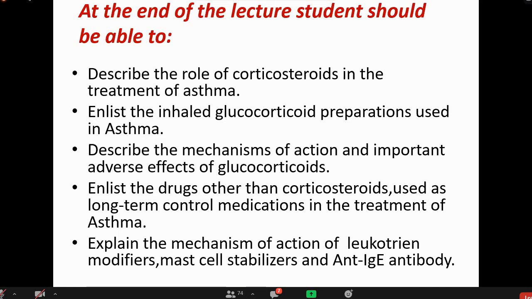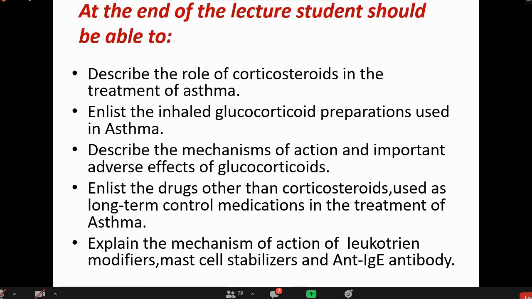Okay, these are our lecture objectives of today's lecture. Today we are going to discuss the role of corticosteroids or glucocorticoids in asthma, and what are the examples of inhaled glucocorticoids. And this point we also discussed in the previous lecture, that in long-term control medication, or if we use the drug prophylactically in the treatment of asthma, the group of first choice is the glucocorticoid group. And in the glucocorticoid group, which route do we prefer? Inhalational route. Inhaled glucocorticoids we use.